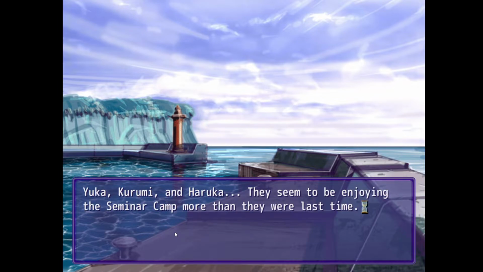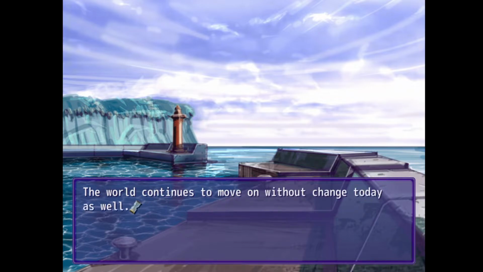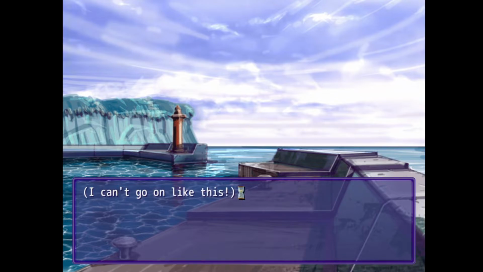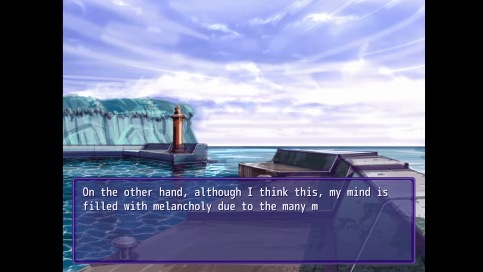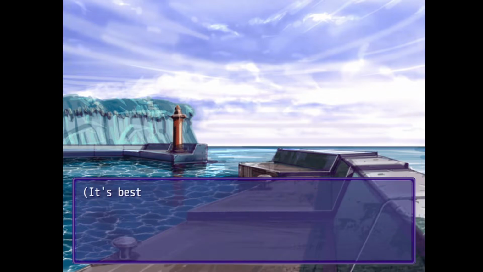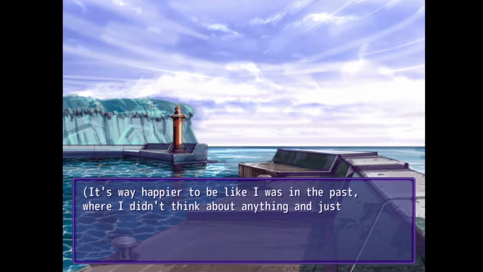You look at Kurumi and Haruka, they seem to be enjoying the seminar camp more than they were last time. The world continues to move on without change today as well. I'm the only one who's continuously anxious. I can't go on like this. On the other hand, although I think this, my mind is filled with melancholy due to the many mysteries I still can't explain. It's best not to know the future. It's way happier to be like I was in the past, where I didn't think about anything and just leisurely passed the time.